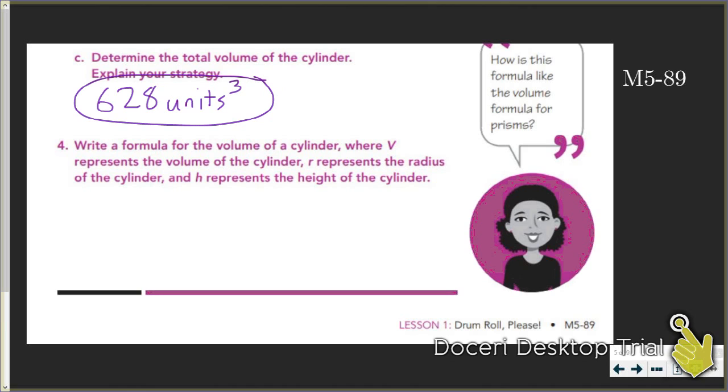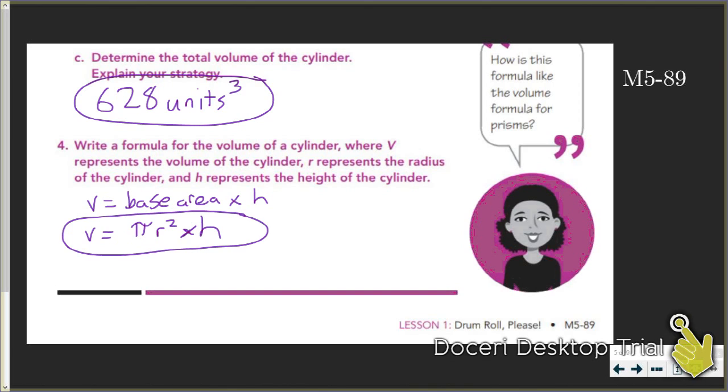Now, 4 says write a formula for the volume of a cylinder, where V represents the volume of the cylinder, R represents the radius of the cylinder, and H represents the height of the cylinder. Well, we already knew that the volume was going to be the base area times the height, which is going to be an h in this case. Well, the base area, which we just did, was pi r squared, so that's what this becomes, pi r squared times the height. And that is our formula that we can use anytime we have a right cylinder.